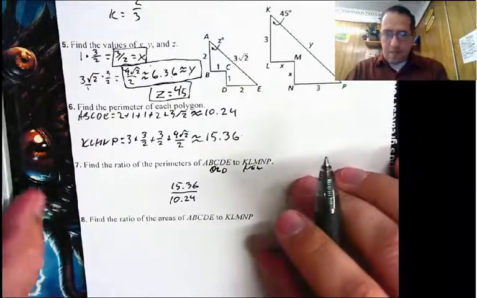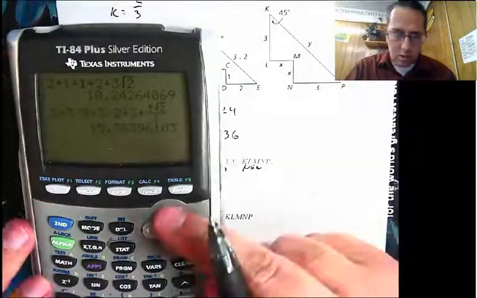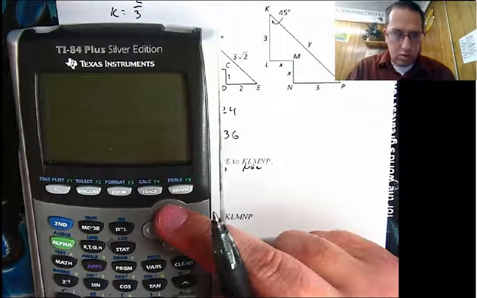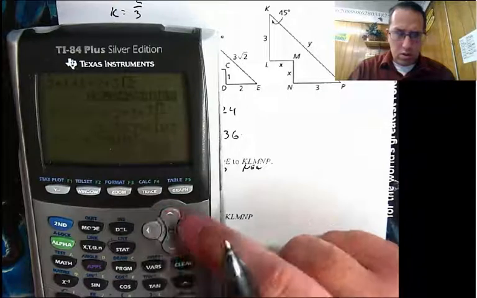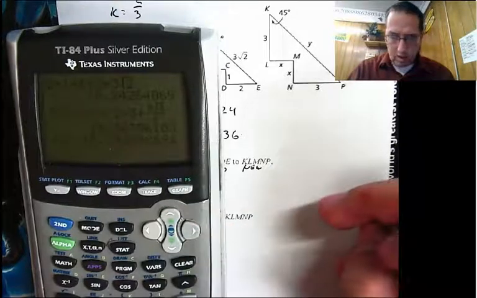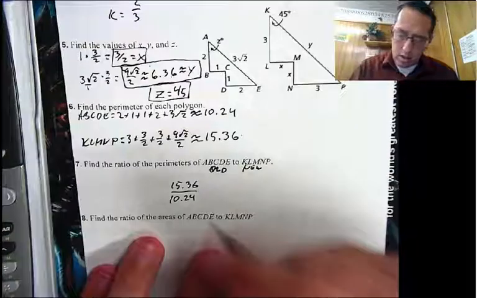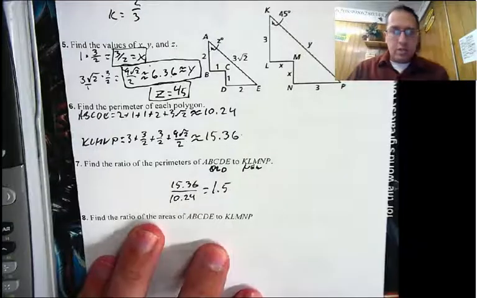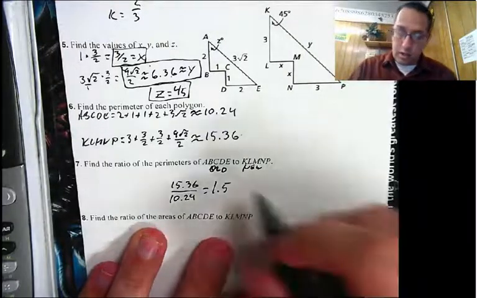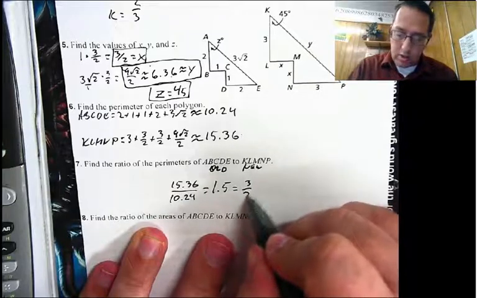10.24. Now I am going to get exact answers because I'm going to use my calculator and just pull those off. So new over old. And I get 1.5. So that's going to be 1.5, which, since we had scale factor before as a fraction, we're going to put this one as a fraction too, and that is 3 halves.